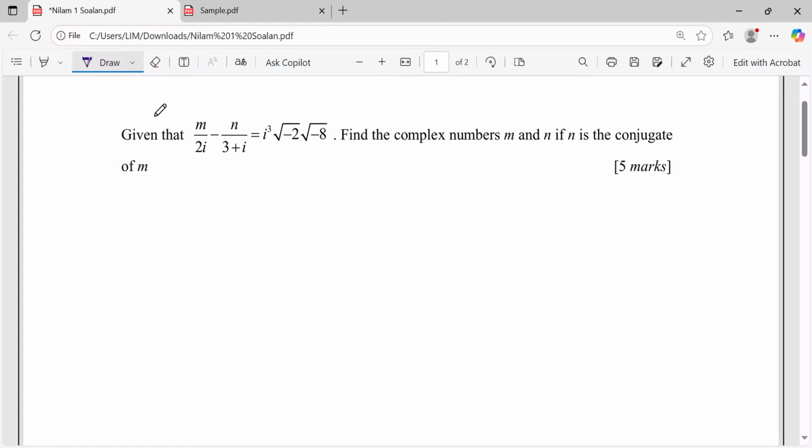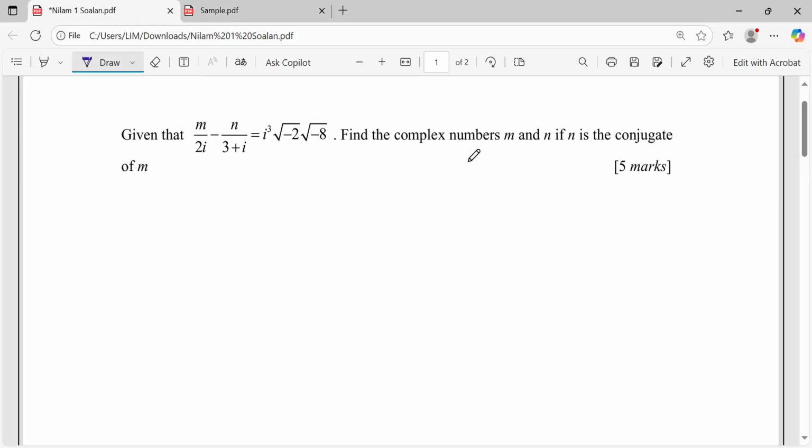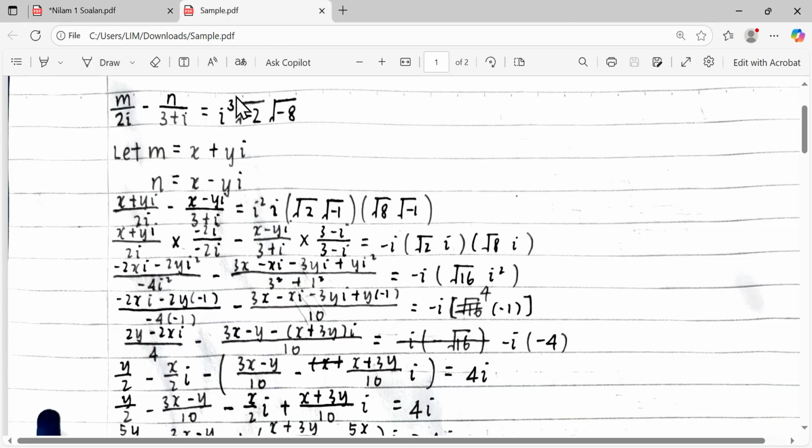Hi everyone. In this video, we're going to discuss this question: given that m over 2i minus n over 3 plus i equals i cubed square root negative 2 square root negative 8, find the complex numbers m and n if n is the conjugate of m. Most of the answers I will get here will be like this: firstly define m as a complex number in the format of x plus yi, and n as its conjugate, x minus yi.